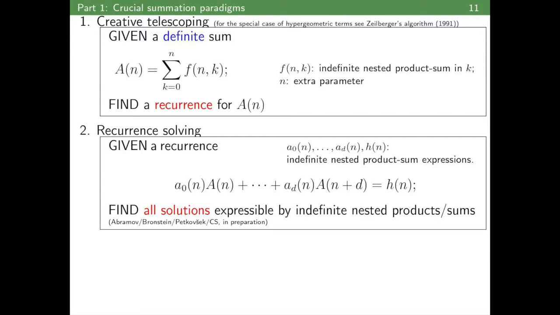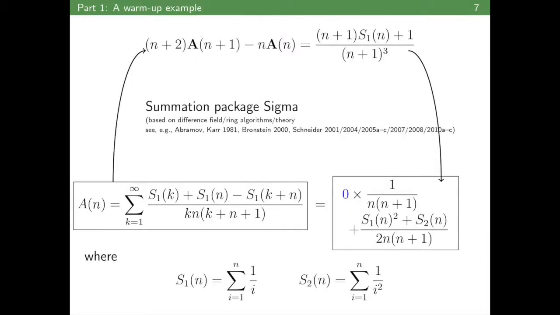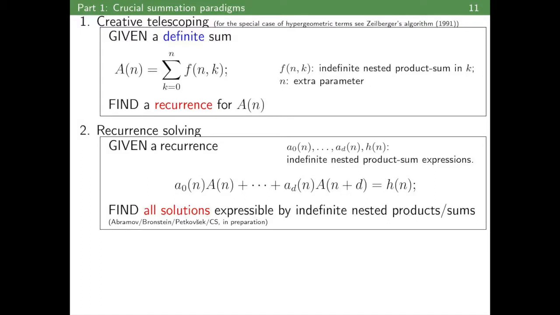And if you succeed in finding a recurrence, then we can do the following. I have a recurrence solver, where the coefficients of the recurrence might be given in terms of indefinite nested sums, and in particular the right-hand side might be given in terms of indefinite nested sums. So you have seen here one example. Well, the coefficients are just polynomials in n, but the right-hand side was given in terms of indefinite nested sums, namely the nth harmonic number. And then I have a toolbox which finds all solutions which are again expressible in terms of indefinite nested sums.